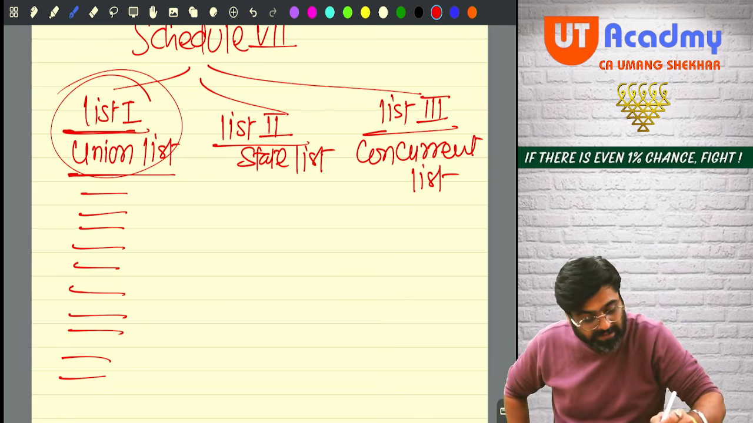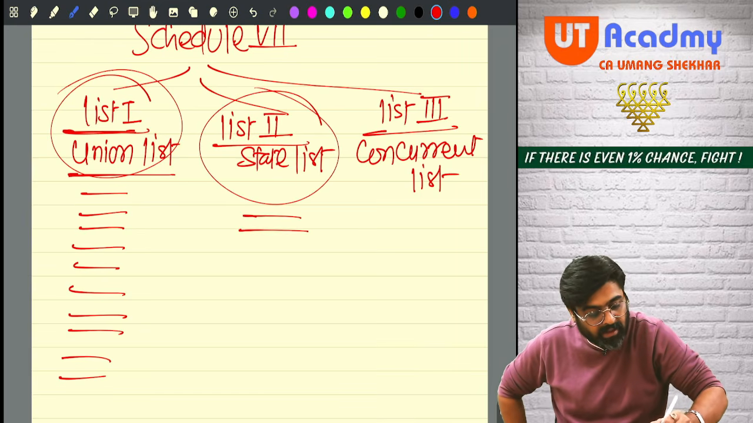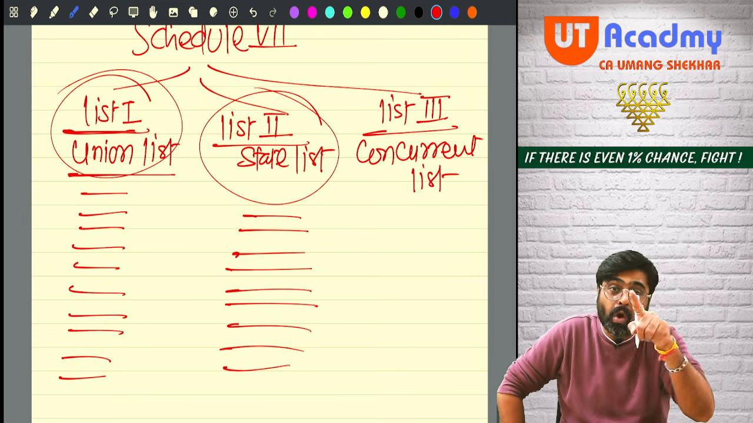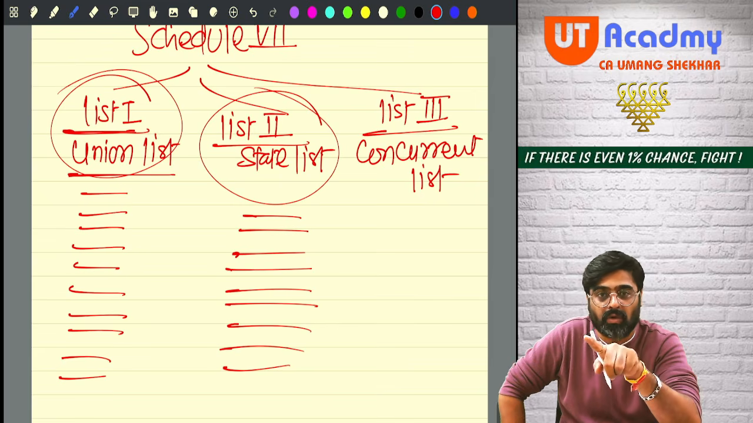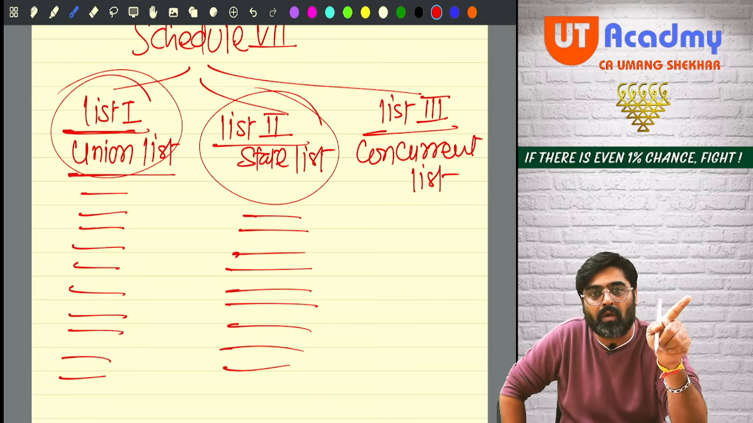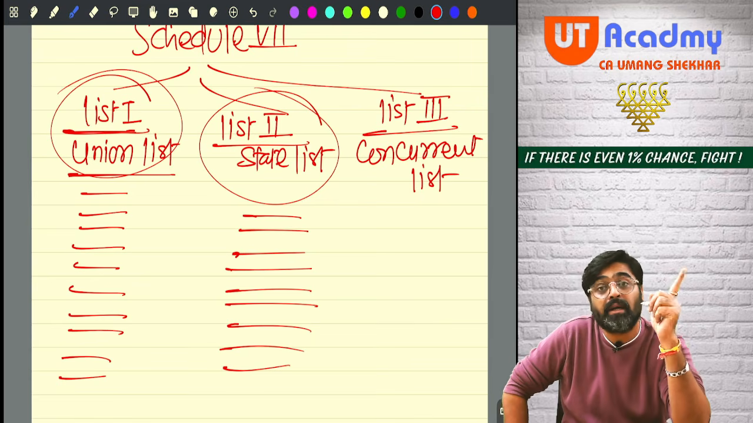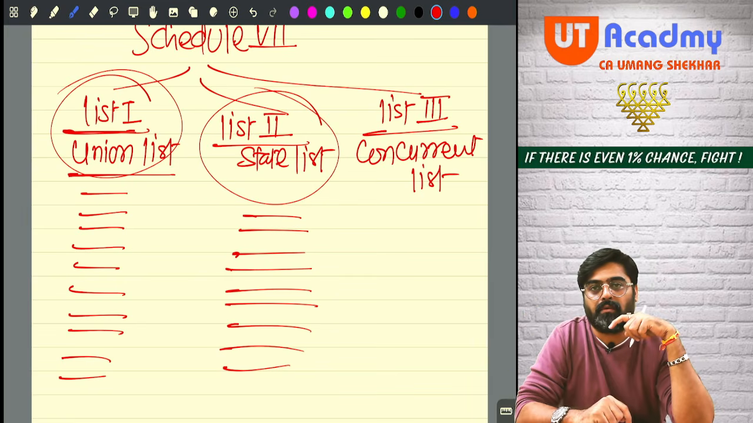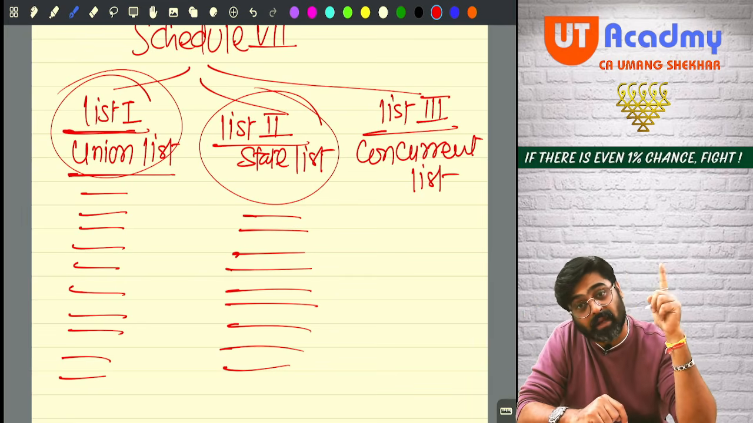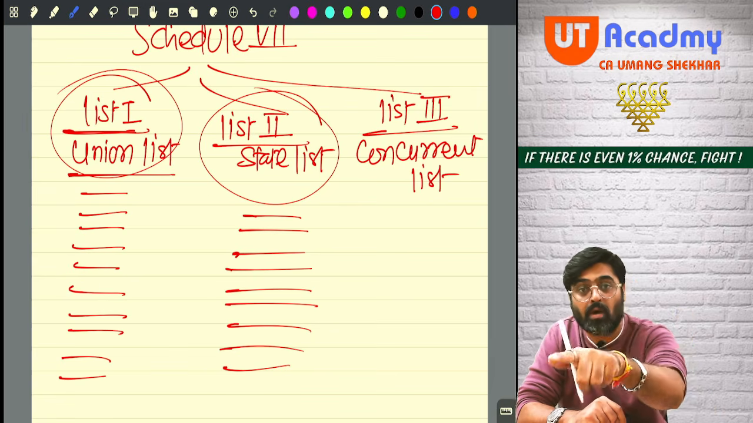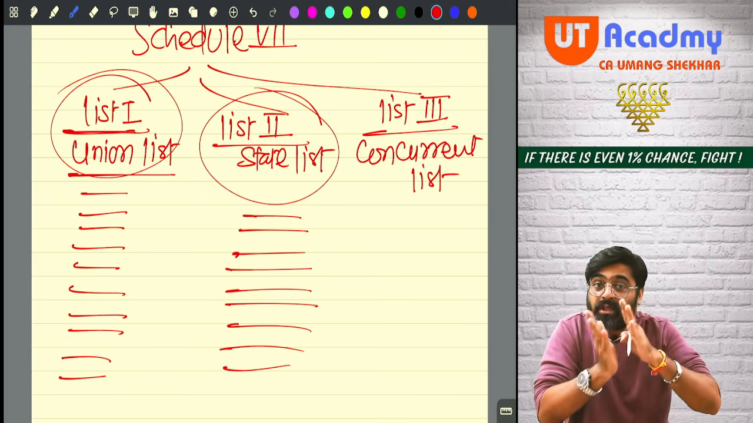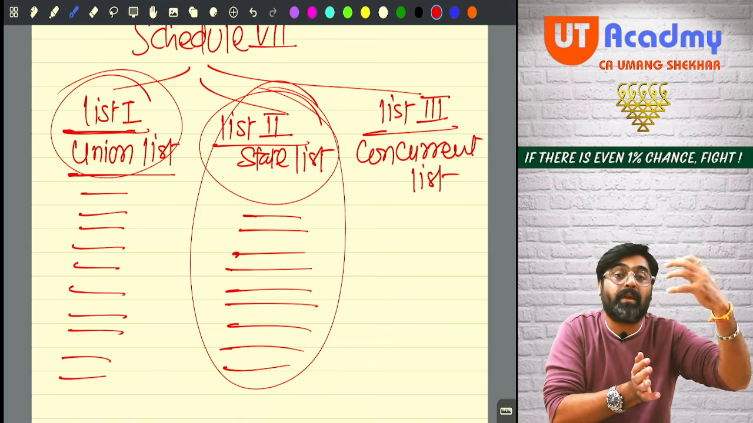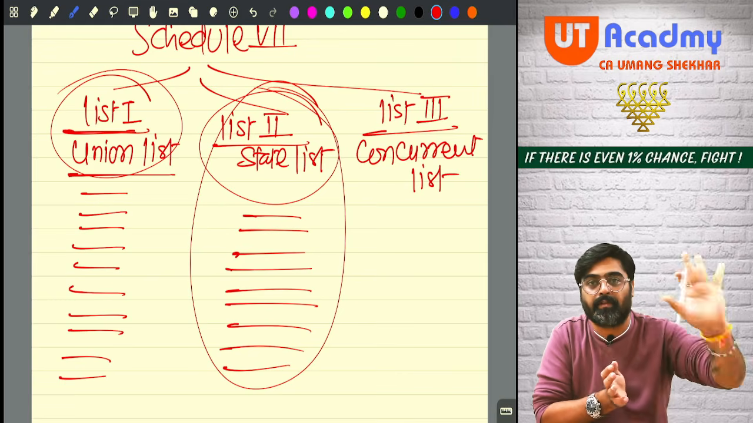Now, if I go to list 2, that is the State List, there are many entries here, meaning many subject matters here also. On all these subject matters given in list 2, the exclusive power to make law lies with the state legislature. Parliament cannot come and interfere here. Every state legislature has its own power to make law on these subject matters. Once the state legislature makes a law on these subject matters, those laws will be implemented in the state territory by the state government.